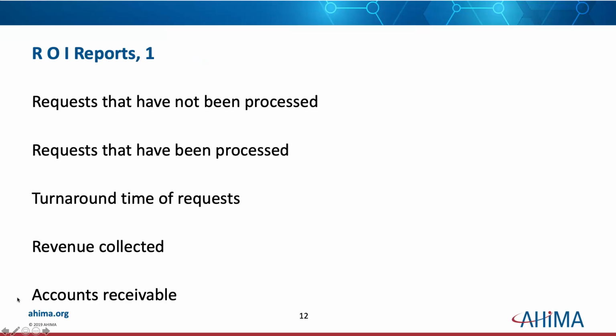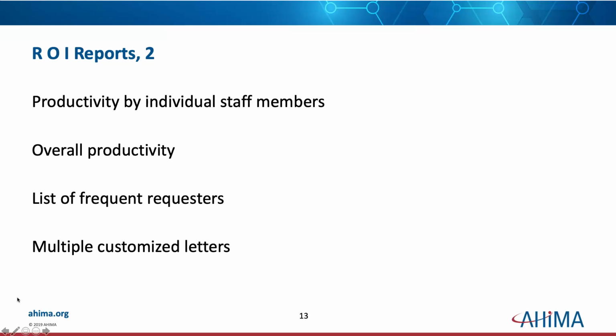In terms of reports, you need to know the requests that have not been processed, the requests that have been processed but not completed, turnaround time of the requests, the revenue that was collected, and anything that's outstanding, which would be considered accounts receivable. Productivity by individual staff members, overall productivity, list of frequent requesters.